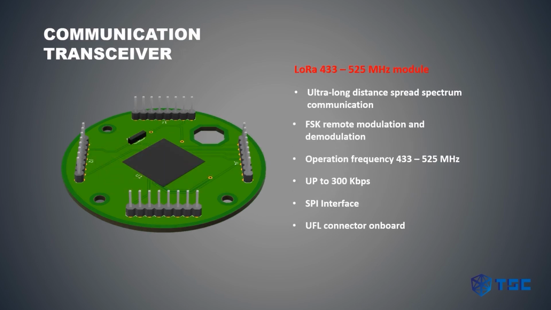The communication subsystem consists of a LoRa module, which is used for ultra-long distance spread spectrum communication. Its operating frequency is 433 MHz to 525 MHz. We can get data rates up to 300 kilobytes per second. Packets of up to 256 bytes can be transmitted. Downlinking the data is very easy and it has low power consumption. It supports SPI half duplex communication to interface with the OBC. An external foldable dipole antenna is connected to the module using a pigtail to transmit and receive data.